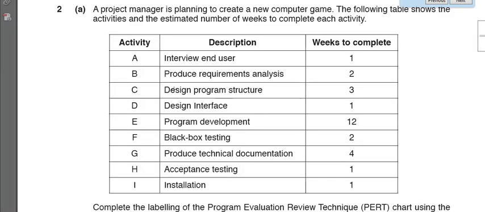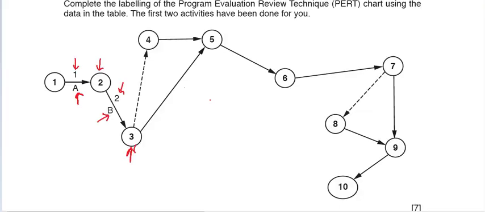Once activity B is over, now we have to take care of activity C and D, which are related to design, and these two can take place in parallel. Activity C takes 3 weeks to complete, and activity D takes 1 week to complete. So this is activity C, it is going to take 3 weeks. This is activity D, it is going to take 1 week. And at the end of activity C and D, we have reached milestone number 5.